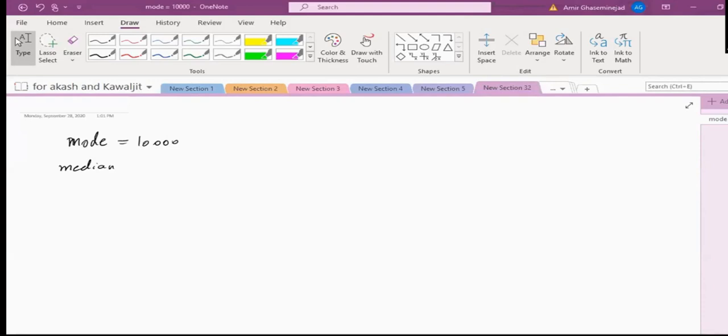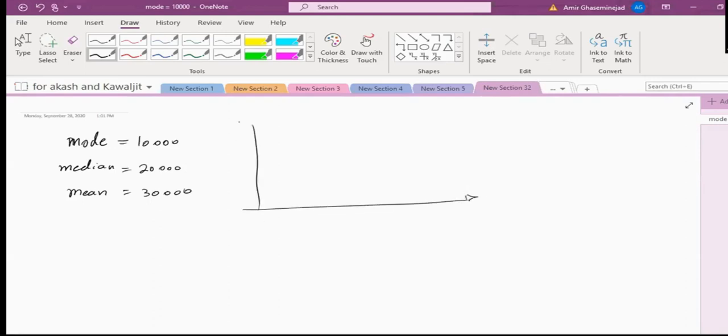Okay, so we go to a society. We are an honest scientist, economist, business person. We want to present that society properly. So I tell you that the mode is 10,000, the median is 20,000 and the mean is 30,000. Okay. And these three measures of central tendency can enable us to have an honest visualization of what's going on in that society.